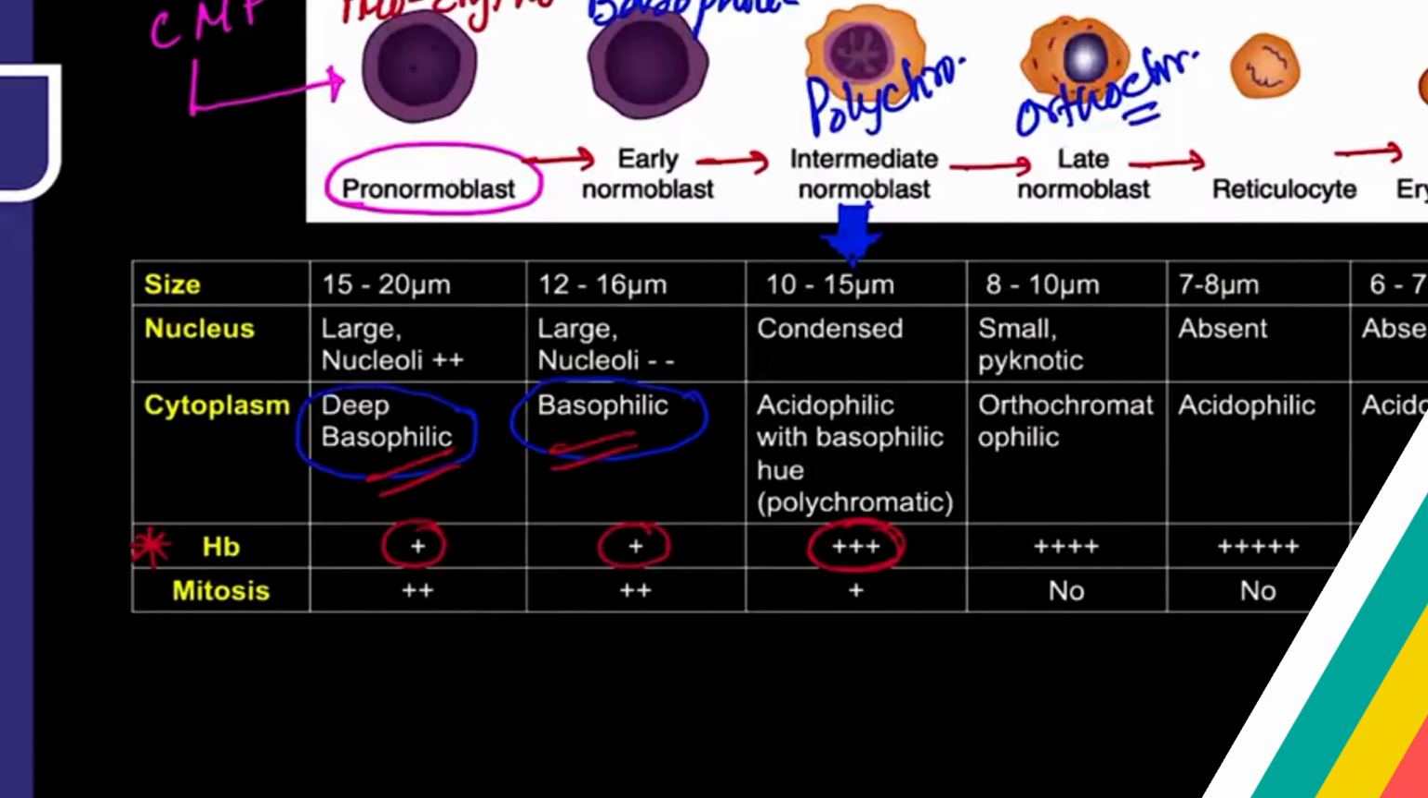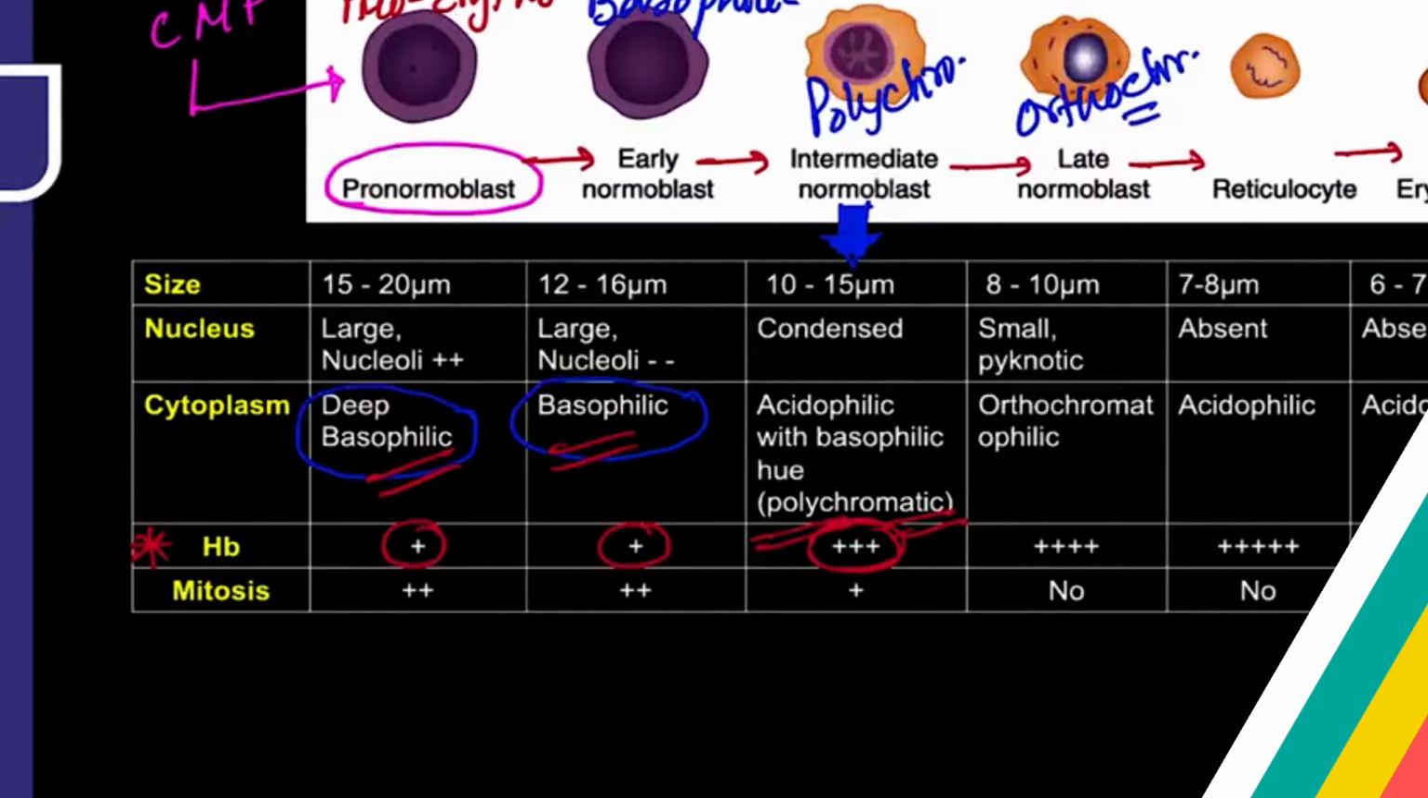Right. Whenever this pinkish color, because of hemoglobin, is appearing inside this bluish cytoplasm, that is known as polychromasia, polychromatic cell. There will be different hues of color, pink color in between deep blue color. So this polychromasia is seen in this RBC cell series, intermediate normoblast, due to appearance of huge amount of hemoglobin in this stage. That's why this is known as polychromatophilic normoblast or intermediate normoblast.